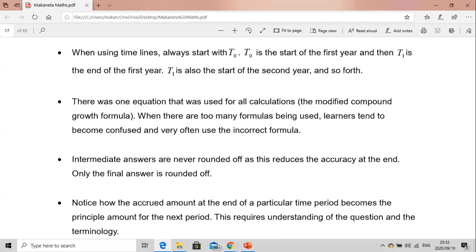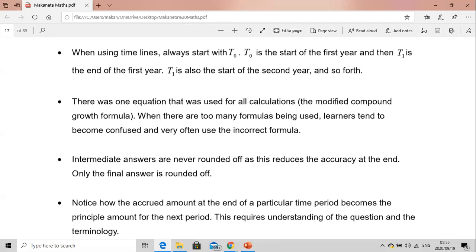And then, of course, you can be able to find the difference in the investment that you made. So T1, once again, is also the start of the second year. So T1 may be the end of the year, but it's also the beginning of the second year. So this means T1 is the beginning of T2. So the second year begins at the end of T1. And then, of course, the same goes for T2, which marks the beginning of T3.